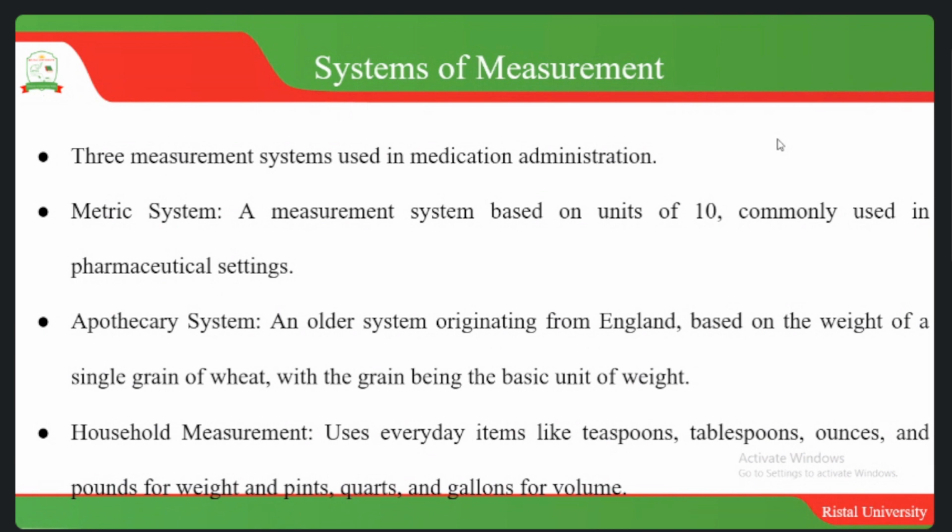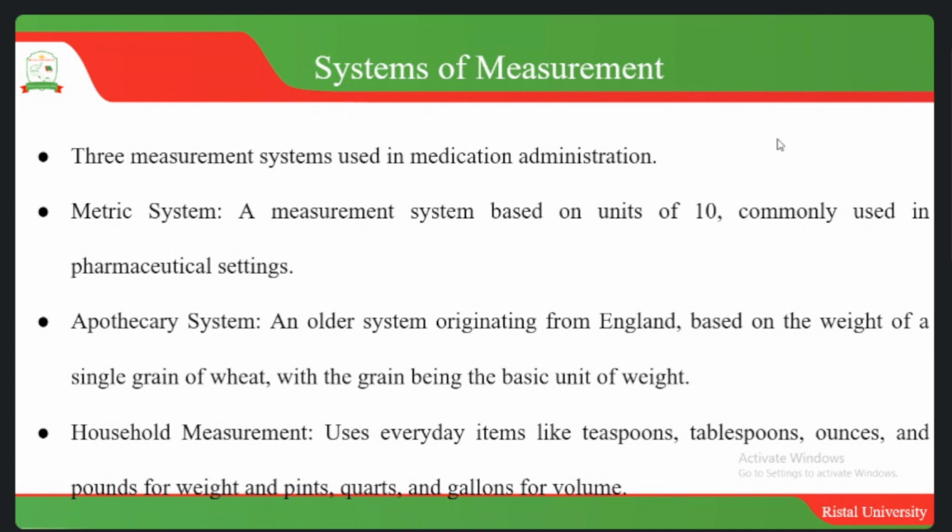So in most cases, even our patients, we measure them and then we use their weights for calculating the amount of drugs or the dose of the drug that we can give them. So using the patient's weight to measure the amount, maybe the milligrams, the international units that we are giving the patient is very key, because we may end up overdosing if we don't weigh them, or underdosing. Then household measurement uses everyday items like teaspoons, tablespoons, ounces and pounds for weight, and also pints, quarts and gallons for volume.